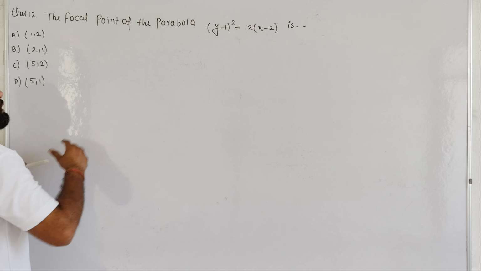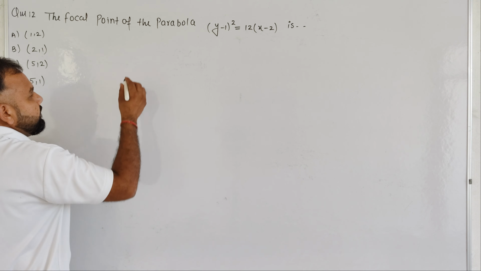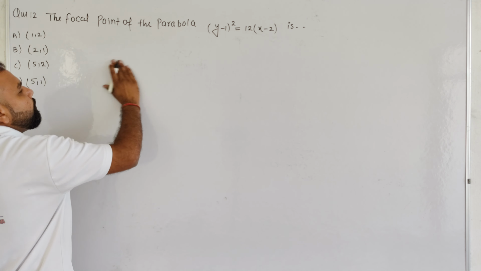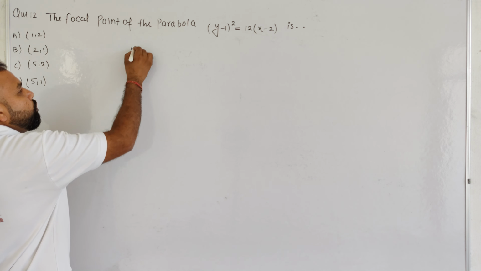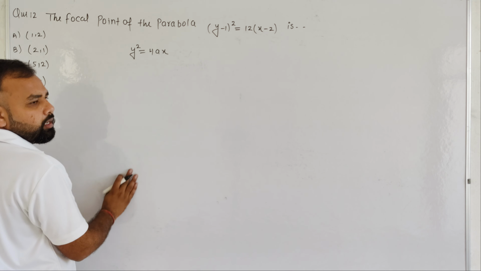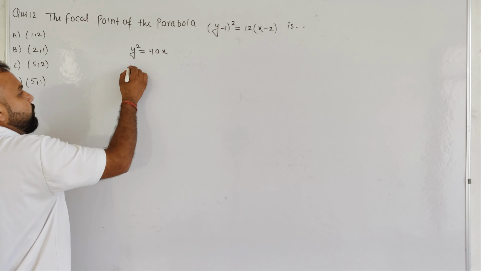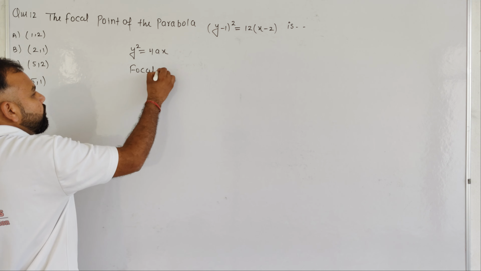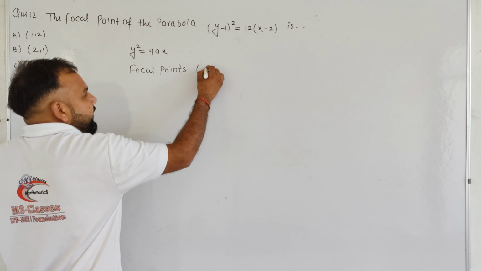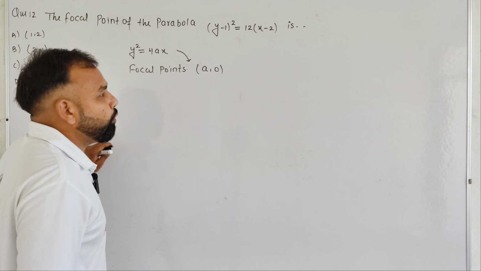So students, this is the equation of a standard parabola. In a standard parabola, we know very well that a parabola whose equation is of this type, y squared equals 4ax, has its focal point at (a, 0). In this equation, the focal point is (a, 0).